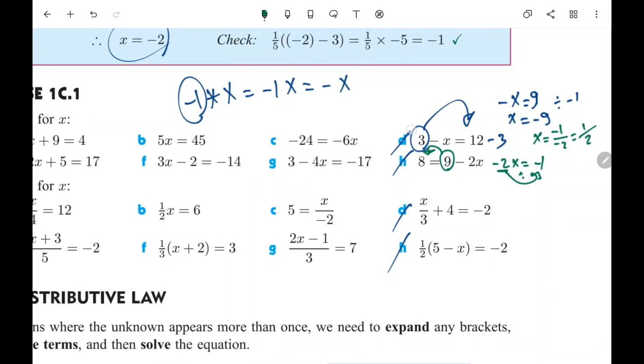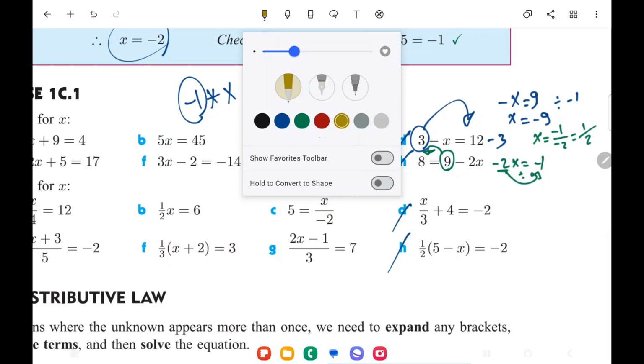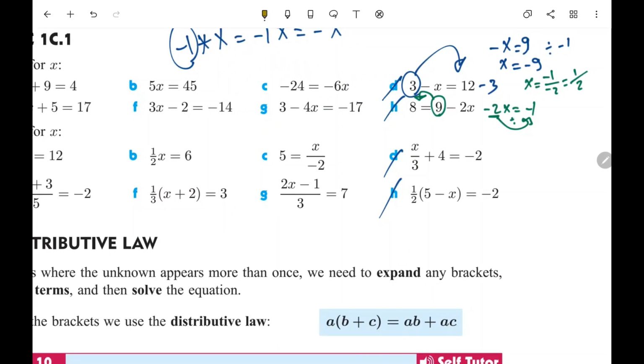Okay, let's deal with the D. Here we have x over 3 plus 4 equals 2. At the far beginning, we will move 4 to be negative 4. So we will have x over 3 will equal 2 minus 4. 2 minus 4 will equal negative 2. Right now, we need to deal with the 3. The 3 here is divided, with a division operation, so it will be multiplication. So here we will have x equals negative 2 times 3, so x will equal negative 6.